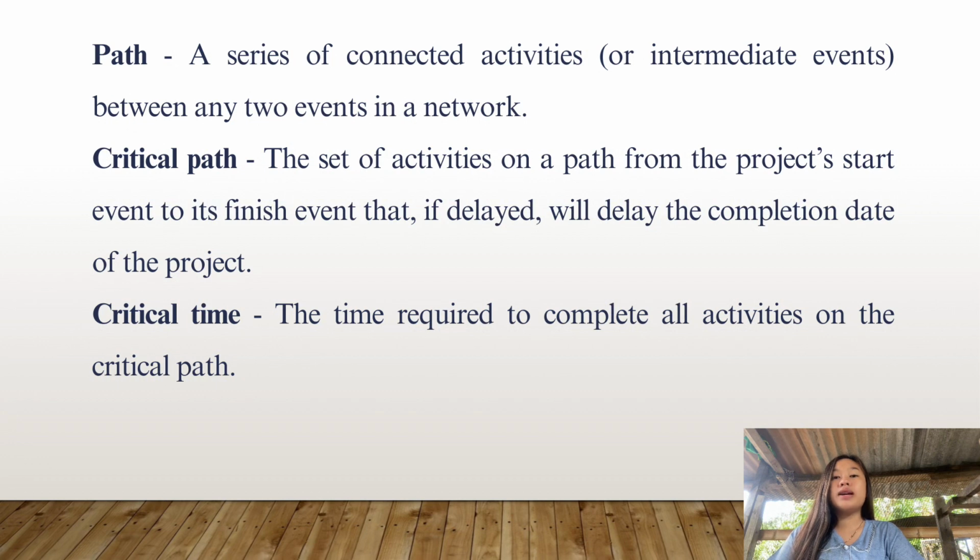The sixth one is critical path. The set of activities on a path from the project start event to its finish event that, if delayed, will delay the completion date of the project. The critical path is a sequence of activities from the project start to finish that, if delayed, will delay the project completion. Identifying and managing tasks on this path is crucial for meeting project deadlines.